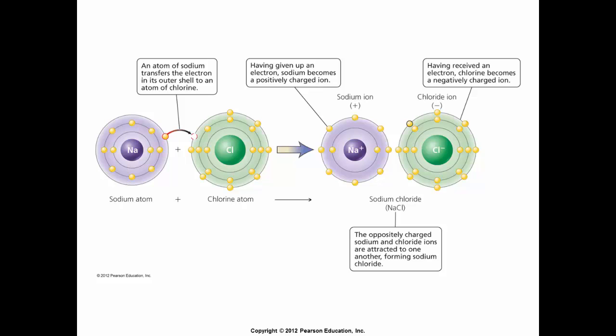The positive notation just simply means that it has one more proton than electron. In the negative, it has one more electron than a proton, giving it a negative charge.